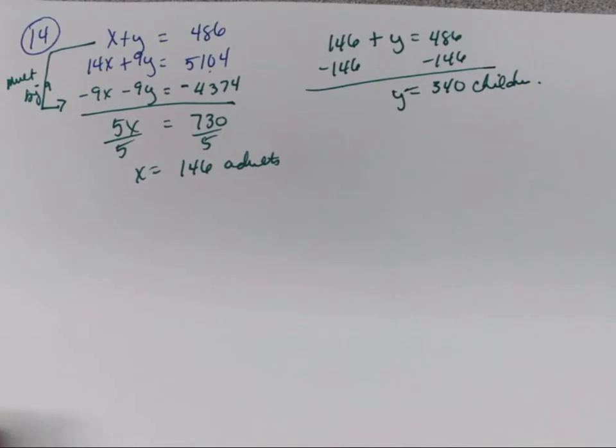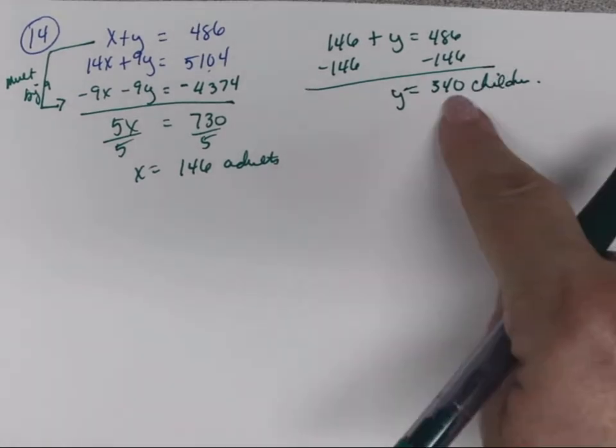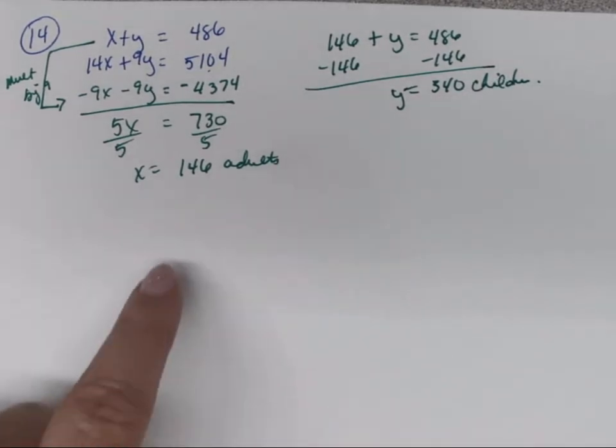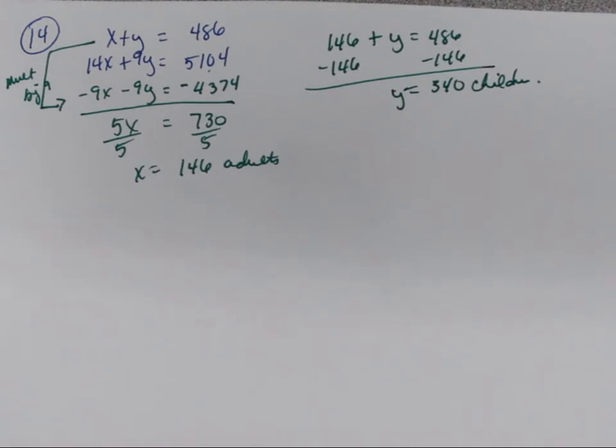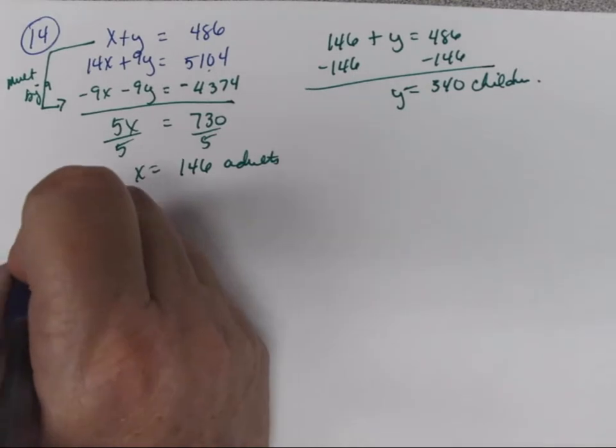And there you go. So how many children tickets were sold? 340. But if you're asked to find both, you can. All right, next problem, number 15.